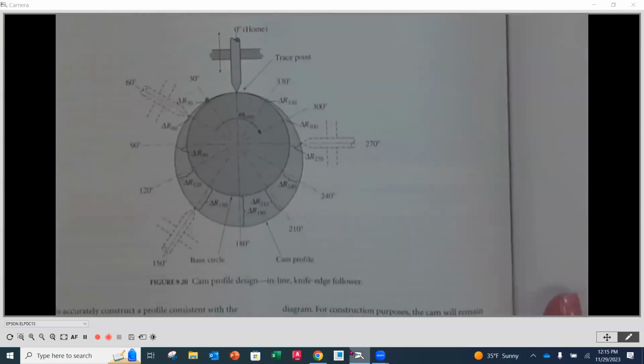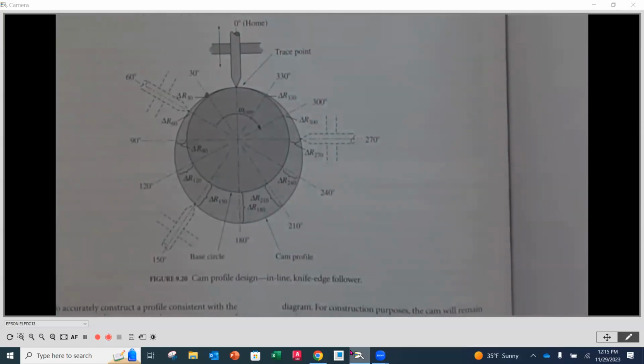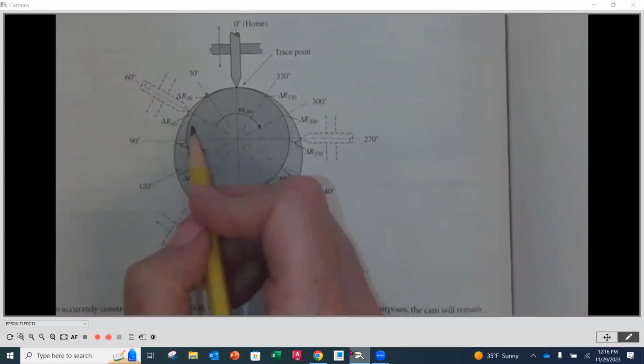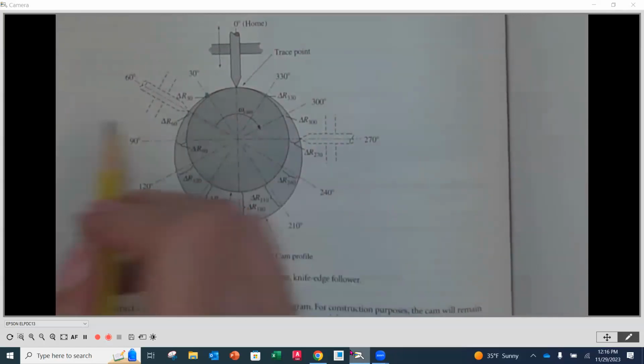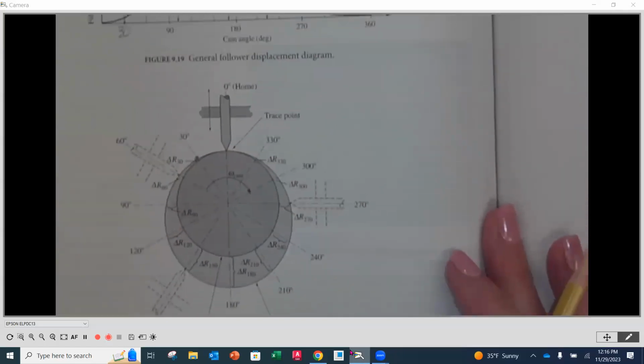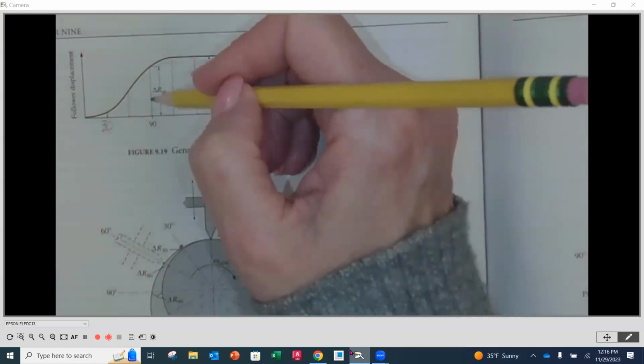Now, is that past the base circle? Correct. Yep. If you look here, here's the base, and then this is the distance right in between here. That's going to be that delta value. Then we go to 90. And you're going to notice again, this is a lot taller than what they have there.